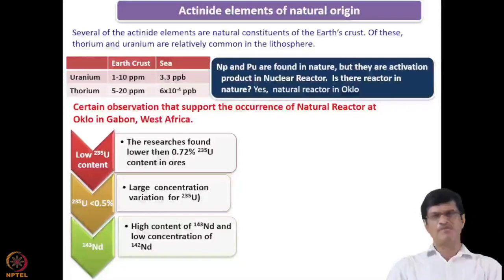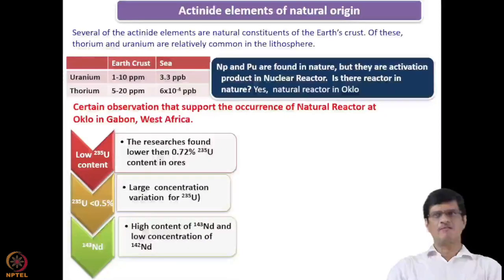In some of the previous lectures, we have discussed the factors which are responsible for actinides in the environment. Today we will be discussing these factors in more detail. Now there are several actinides in the earth's crust. Already we have discussed uranium, thorium, to some extent even actinium and protactinium. But neptunium and plutonium are also found in nature at very, very minute concentrations.